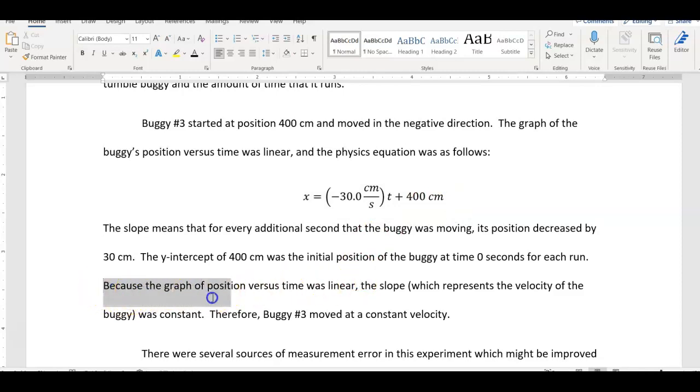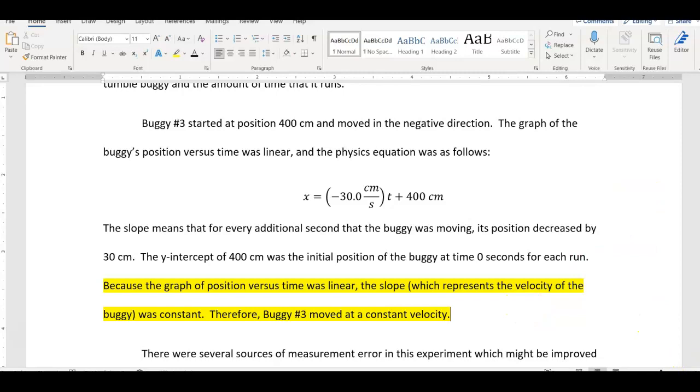Okay, and then here's a very important part, we're just going ahead and giving our conclusions. Because the graph of position versus time was linear, the slope was constant. Therefore, Buggy 3 moved at a constant velocity.